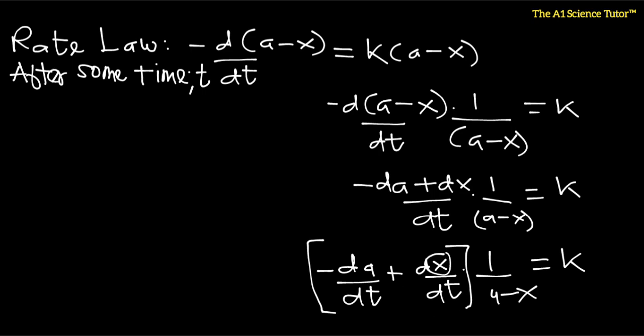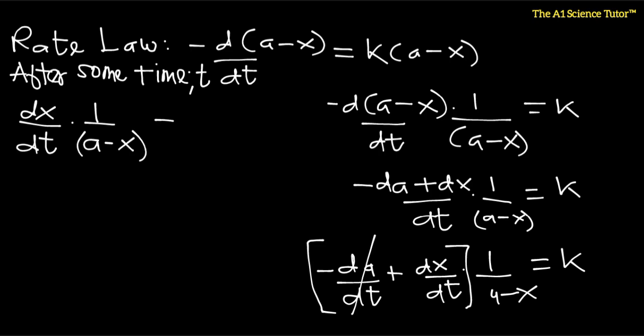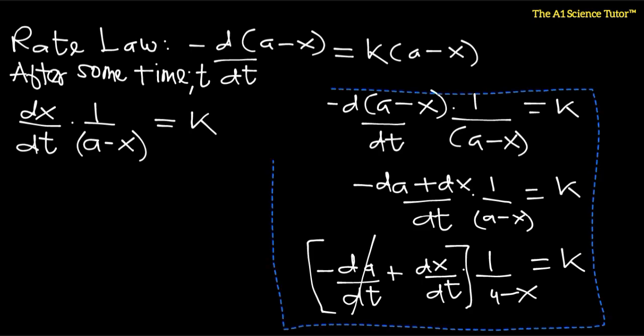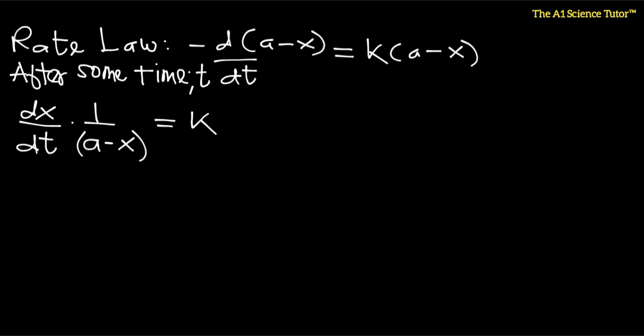Now, x in this case is a real variable because we do not know what it is. But we know that it is some value that was deducted from the initial concentration. But we don't actually know its specific value. So this will stand. But this one will cancel out. So what we should have here is dx divided by dt, and this is multiplied by 1 divided by a minus x, and this is equal to k. So now we are actually right on track.